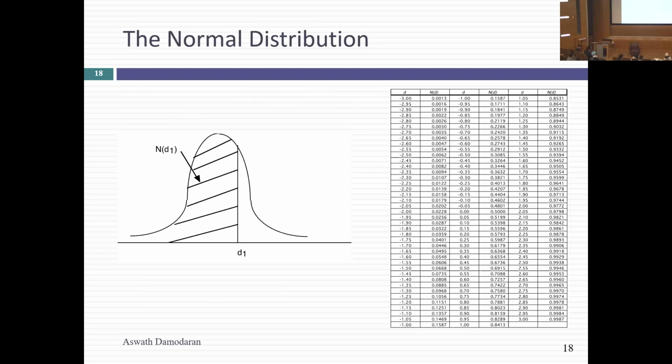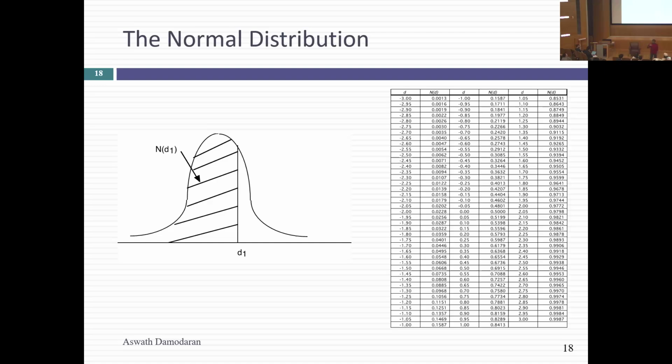N of D1 then will be 0.9772. If you got a D1 of minus 0.50, N of D1 will be 0.3085. Notice in this table, the lowest number N of D can take is 0. The highest number is 1. Looks a lot like a probability, right? Because probability values can go from 0 to 1.